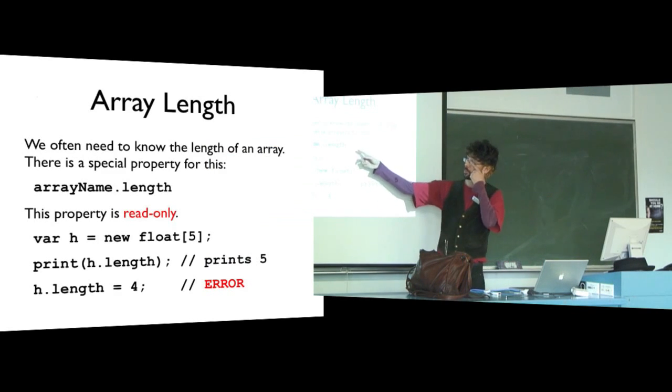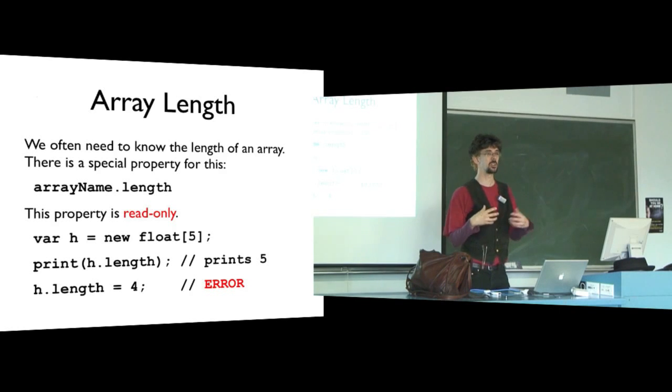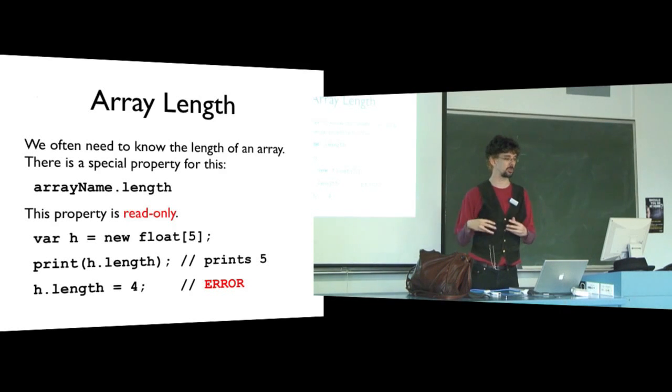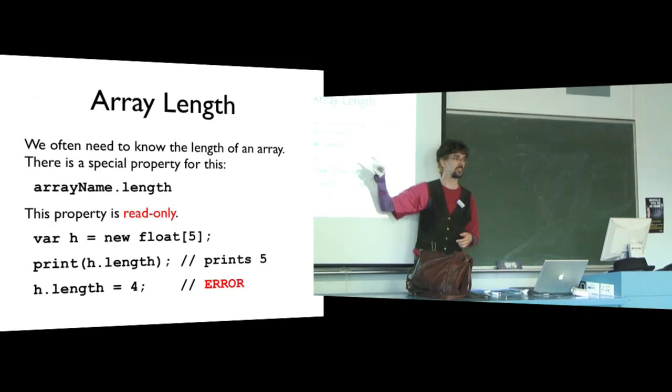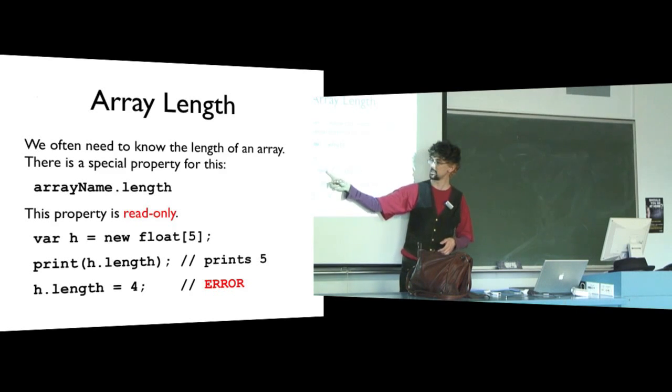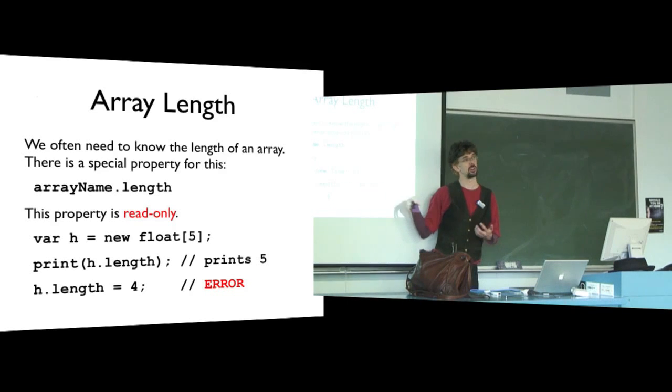We also have a length property, because often we might need to know later if we get an array that maybe it's not an array that we created, maybe it's an array that was passed to us from somewhere else. We need to know how long that array is. The length property tells us that. It's like any other property on an object. We use the dot notation to get at it, so we say array name dot length, and that will give us how big the array is. So in this case, if we create an array of 5 floats, then if we print h.length, it'll print the number 5.